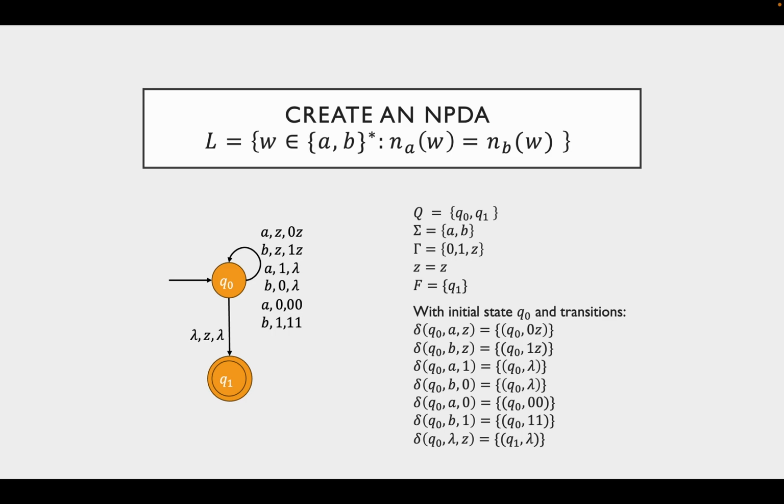This is our final NPDA for this language. We have two states, Q0 and Q1. Our alphabet is A and B. Our stack symbols are 0, 1, and Z. Our initial stack symbol is Z. And our final state is Q1. Our transitions are listed here, and they're exactly the same as these transitions here.